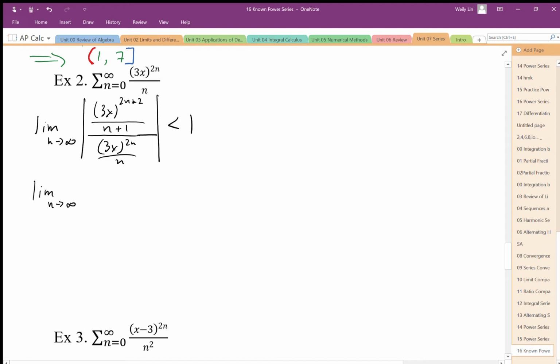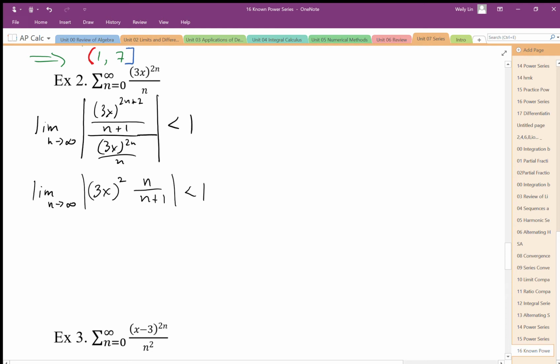our power series part. So we're going to end up with 3x to the power 2n plus 2 divided by 3x to the power 2n. We end up with 3x to the power 2. So there's our power series part. And then for the sequence part, we end up with n over n plus 1. And again, we want to know the limit of this when n goes to infinity, and when it's less than 1.